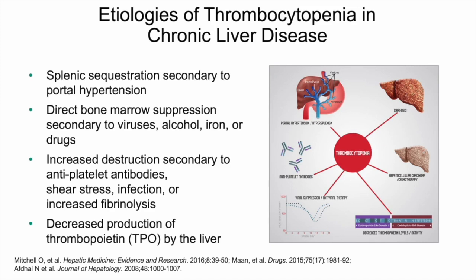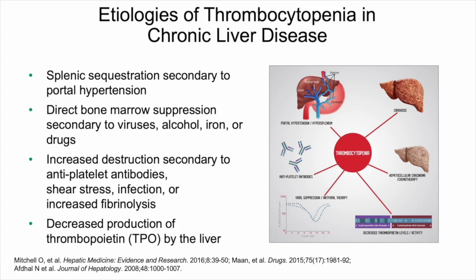There's also increased destruction. There are sometimes secondary antiplatelet antibodies, and many of these individuals, particularly when the platelet count is really low, you need to be thinking that they have portal hypertension with concomitant ITP as well, and they certainly exist concomitantly. There's also fibrinolysis, other types of destruction of platelets, and again, in the setting of cirrhosis, thrombopoietin is just reduced.